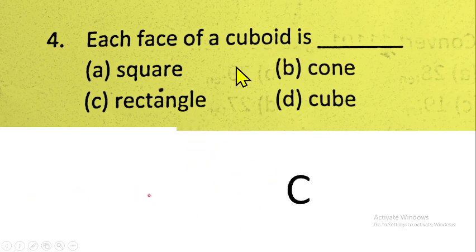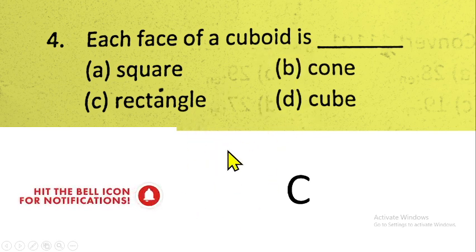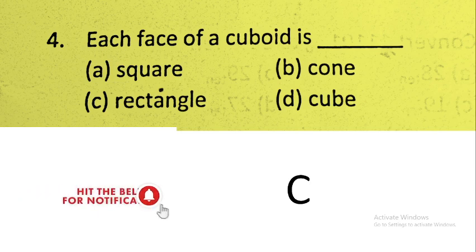So each face of a cuboid, let me give an example of a cuboid. We have a carton. We have a table. We have a fridge, a rectangular fridge. We have different types of examples for a cuboid. Even your classroom is a cuboid in nature.